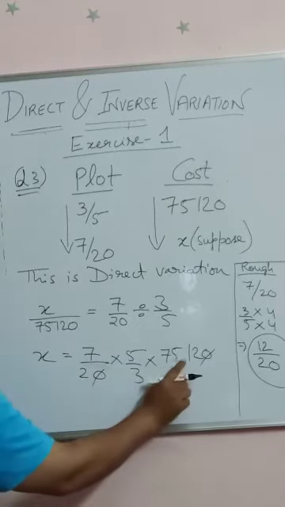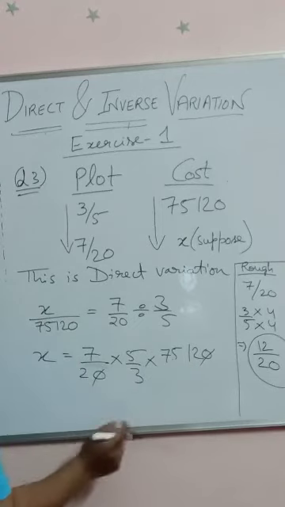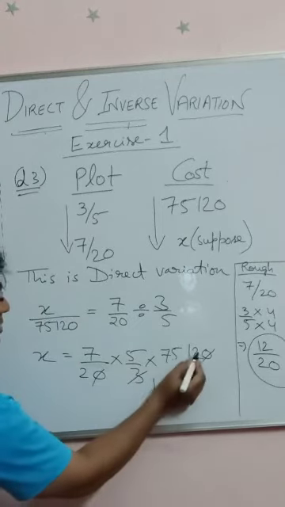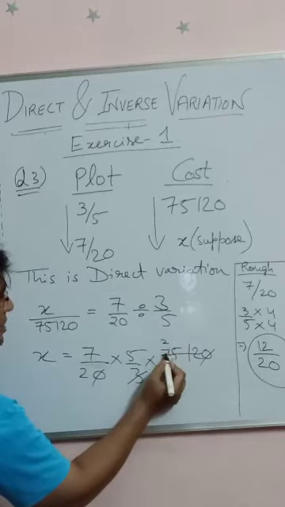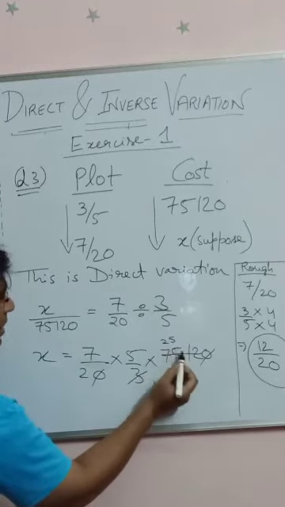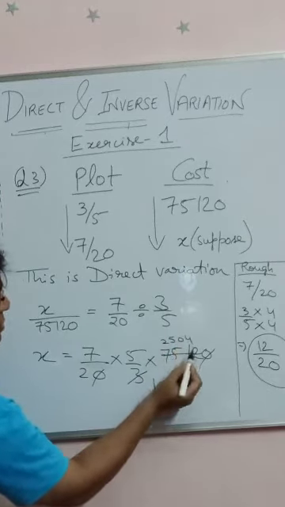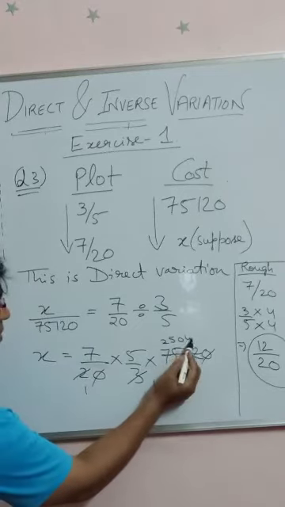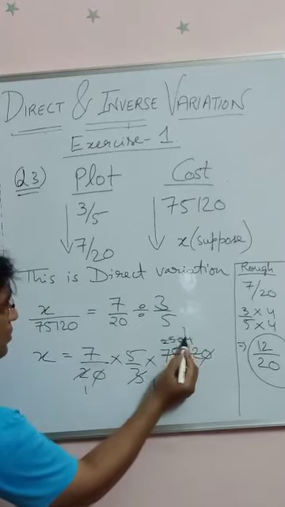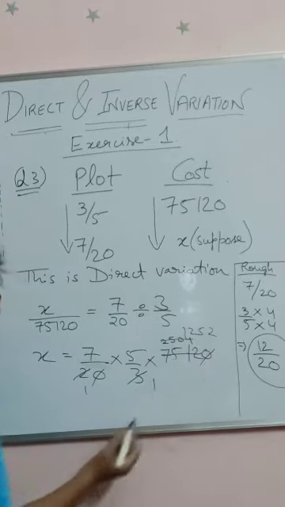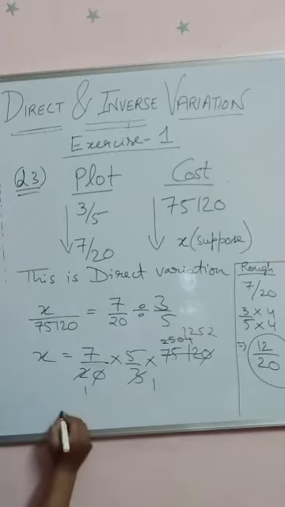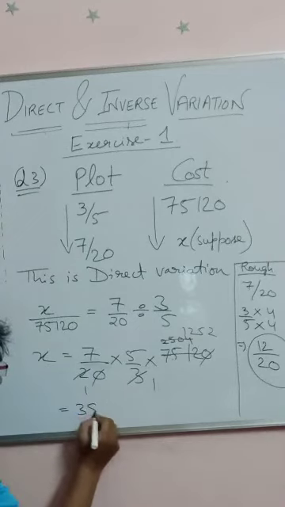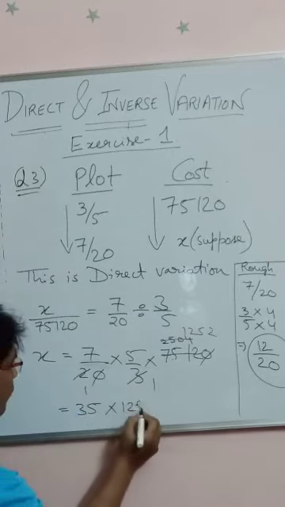7 plus 5 is 12, 12 plus 1 is 13, 13 plus 2 is 15, so it is divisible by 3. So 3 1s are 3, 3 2s are 6, 1 is left, 3 5s are 15, 0, 3 4s are 12. Now this 2 can also be cancelled one time and it will be 2 1s are 2, 2 2s are 4, 2 5s are 10, 2 2s are 4. So what do we have at the end? We have 7 into 5, that is 35, into 1252.